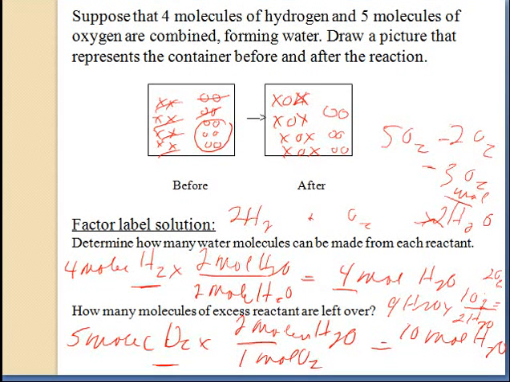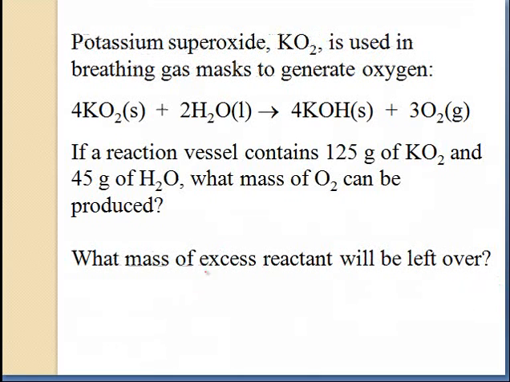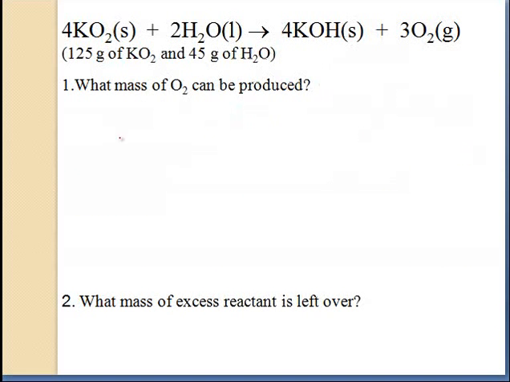Let's keep going and take a look at a real problem. Alright. Here I have potassium superoxide, KO2, which is used in breathing gas masks to generate oxygen by this reaction. If the reaction vessel has 125 grams of potassium superoxide and 45 grams of water, what mass of oxygen can be produced, and what mass of excess reactant will be left over? Alright, let's do this here.